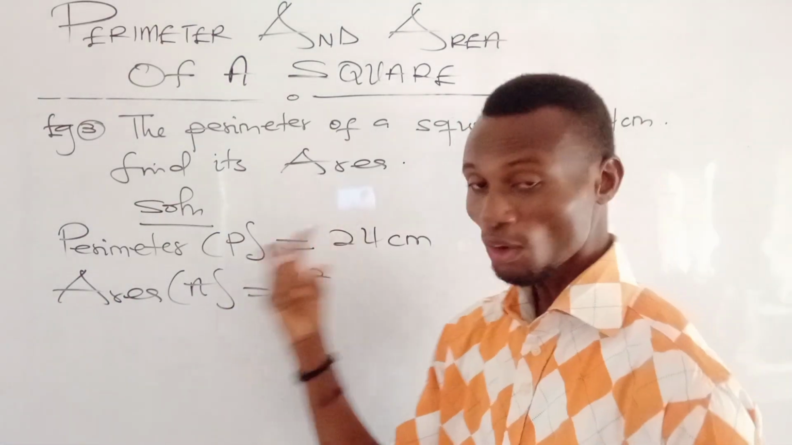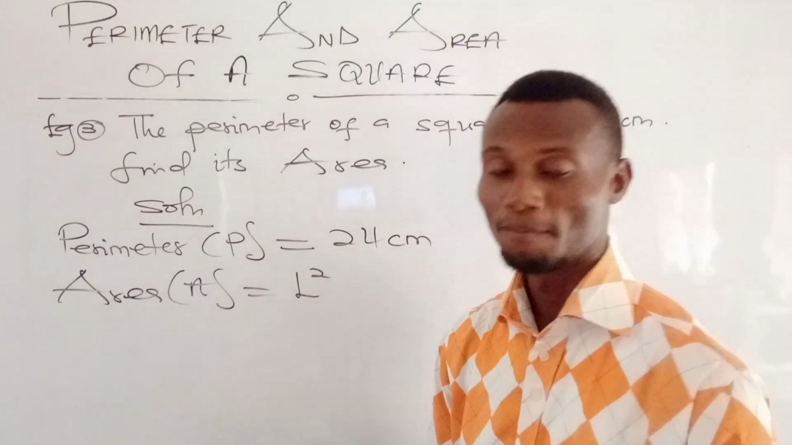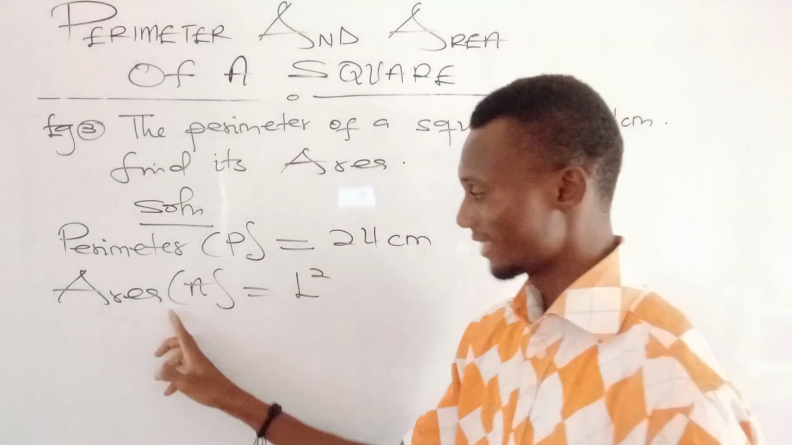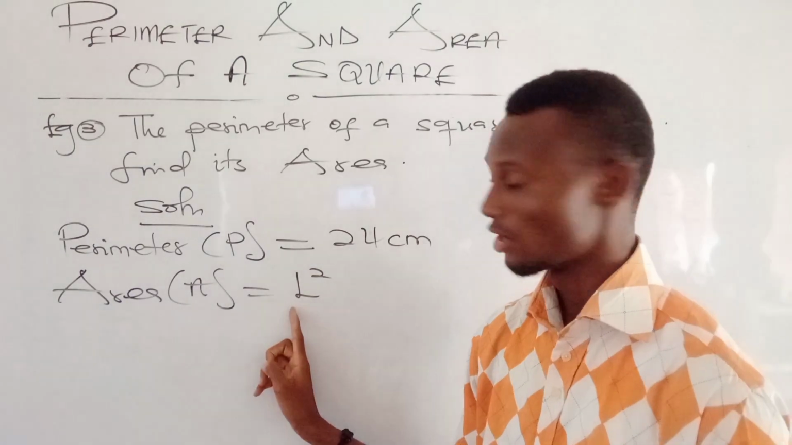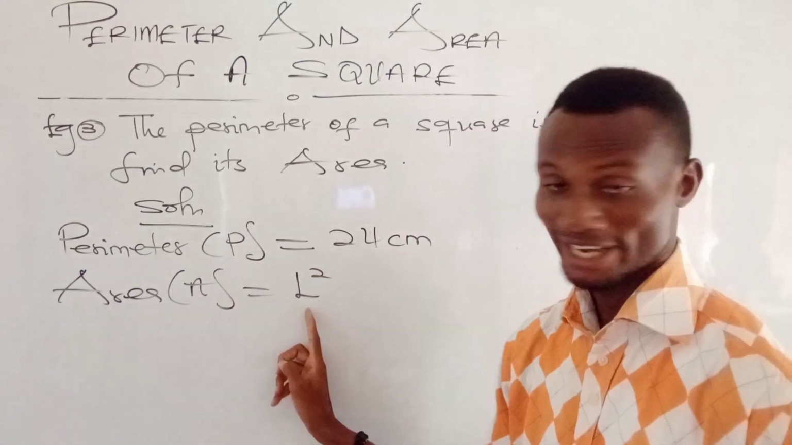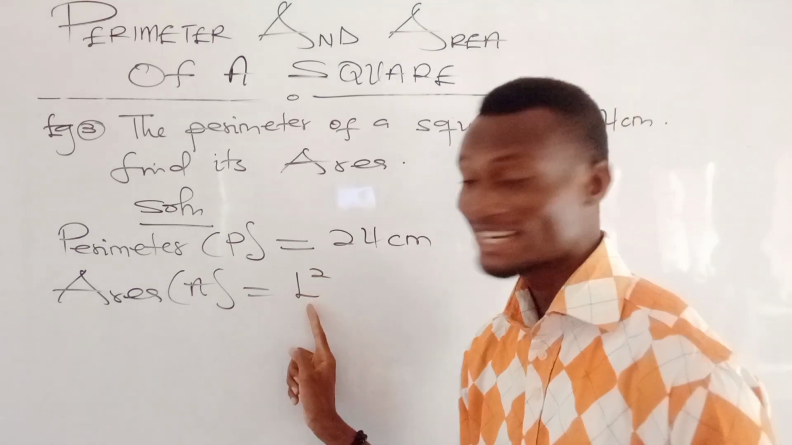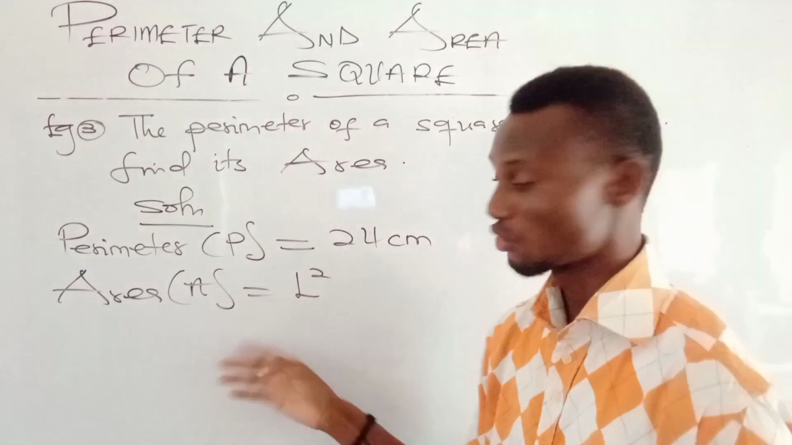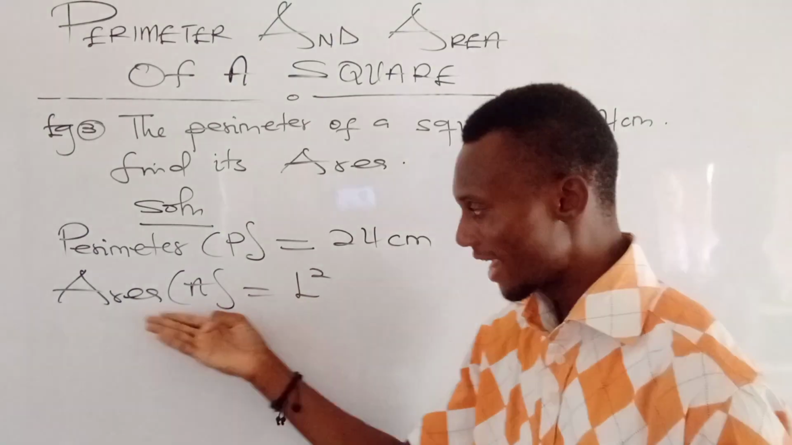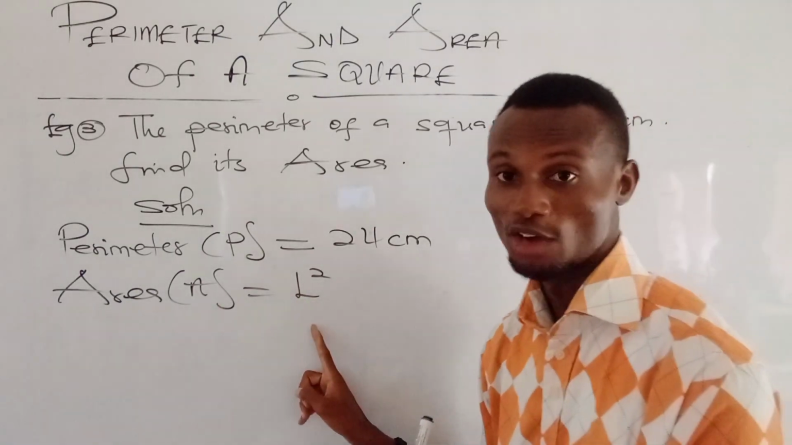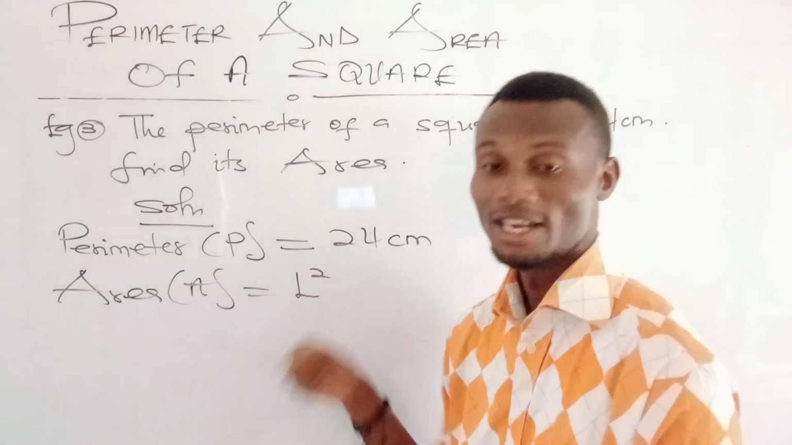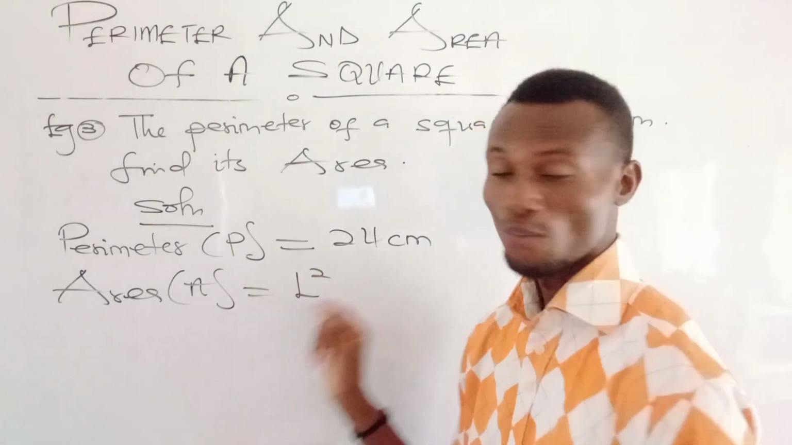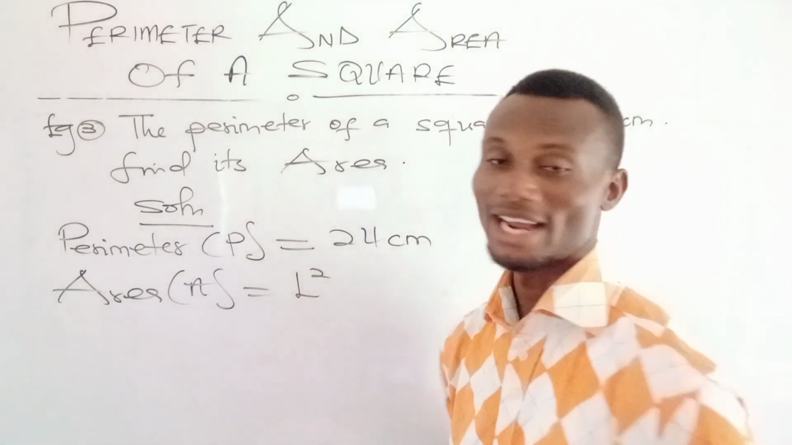Okay, so we are to find the area of the square, and the formula for finding the area of a square is L square, which you've written here. Okay, so A equals L square. Now we need the length, because from the formula, our area is equal to L square, meaning that we need the length before we can find the area. I hope you agree with me. So we need to go and find the length before we can find the area.